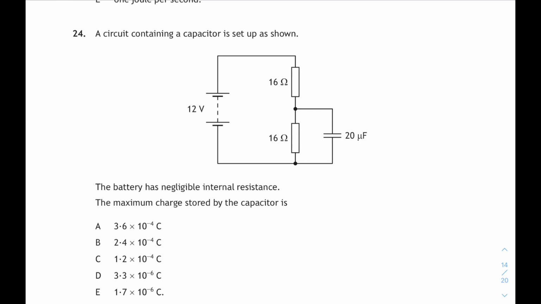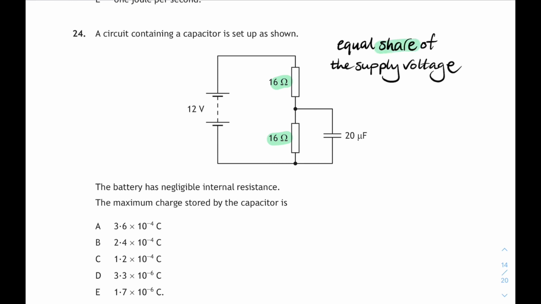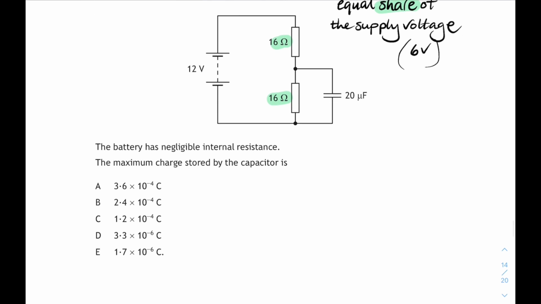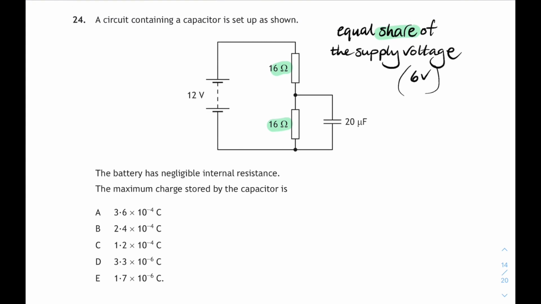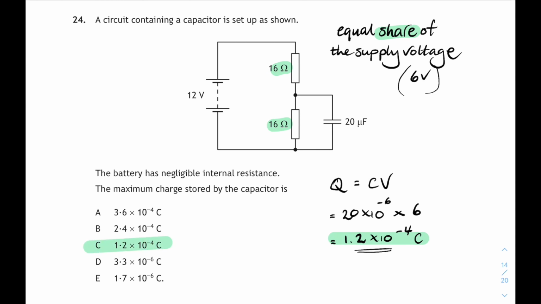Well, the capacitor is connected across a 16 ohm resistor, and there are two 16 ohm resistors connected to the 12 volt supply, so they will get an equal share of the supply voltage. That's 6 volts each across those 16 ohm resistors. So we need to use the 6 volts here, not the 12 volts, to calculate the maximum charge. So Q equals CV, that's 20 times 10 to the minus 6, because it's 20 microfarads, times the 6 volts, gives us 1.2 times 10 to the minus 4 coulombs. And that corresponds to answer C.